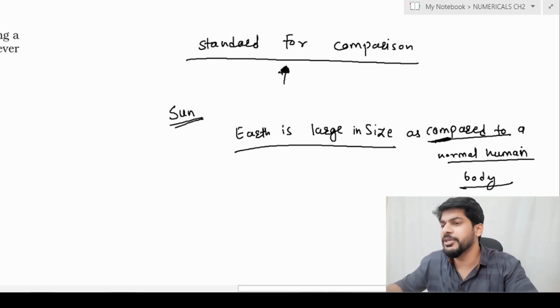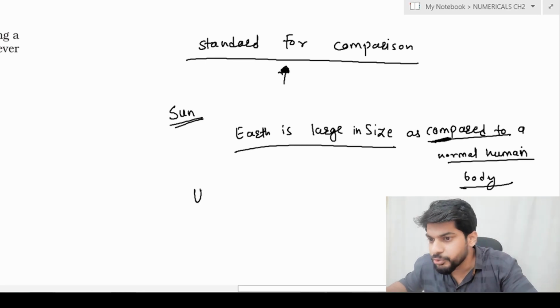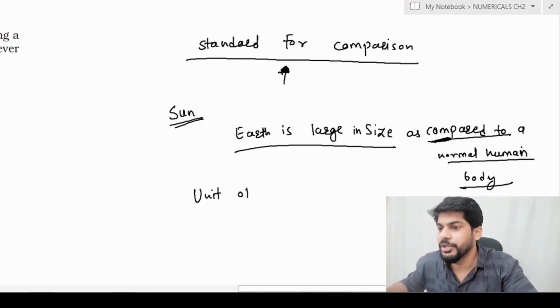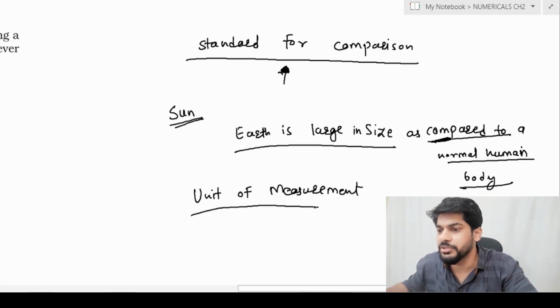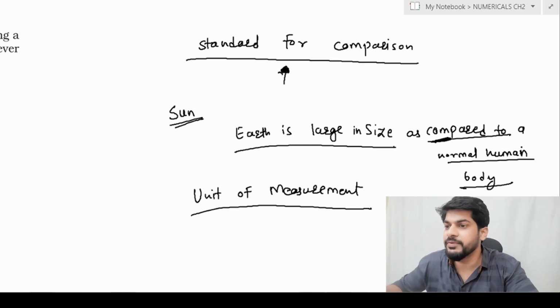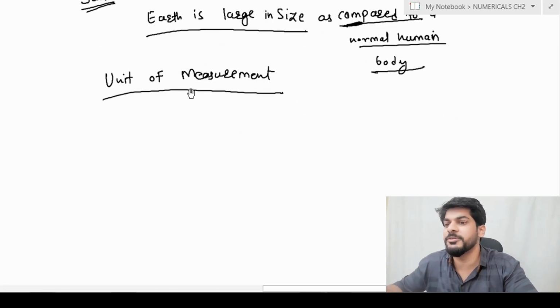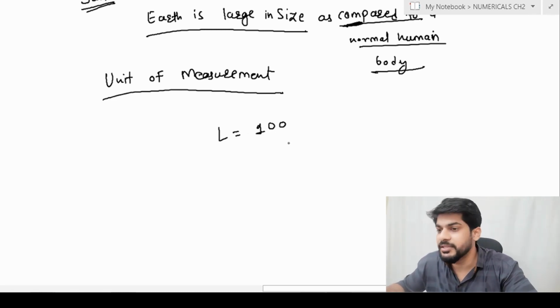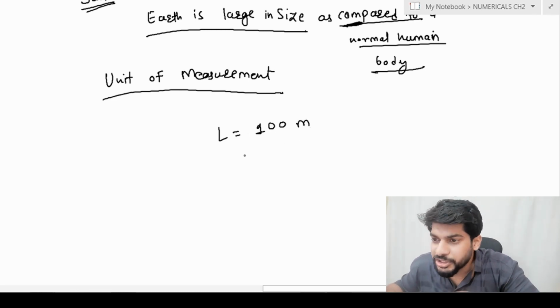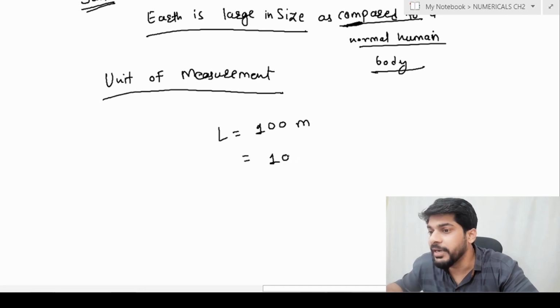Just like we define a unit of measurement. For every quantity we have defined a unit, and all the measurements that we do are nothing but comparisons with the unit of measurement. When we say the length is 100 meters, it's actually not 100 meters, it's 100 times 1 meter.